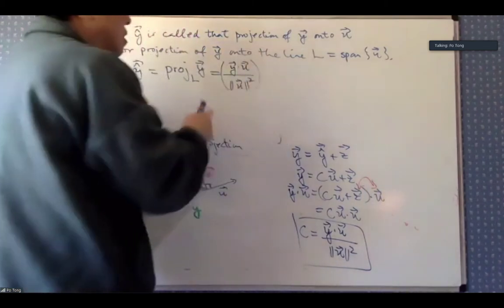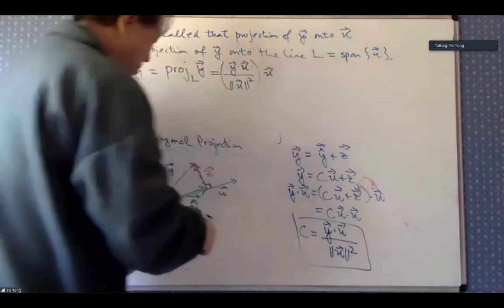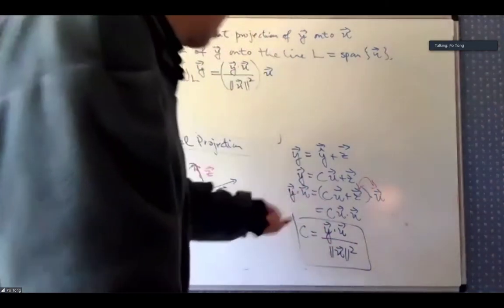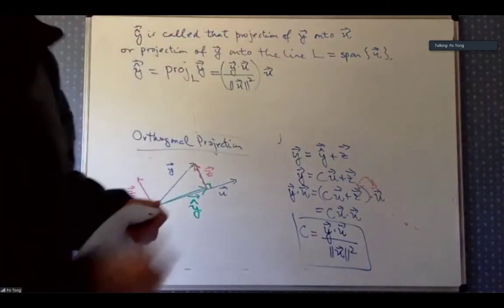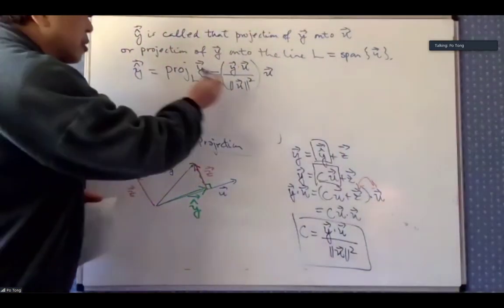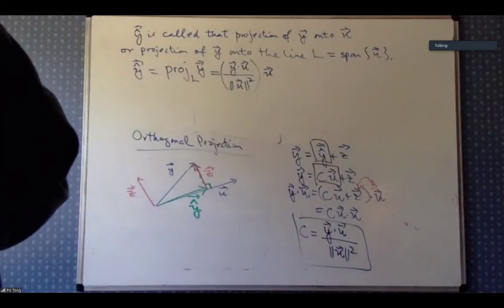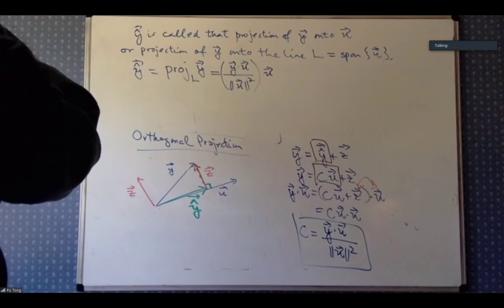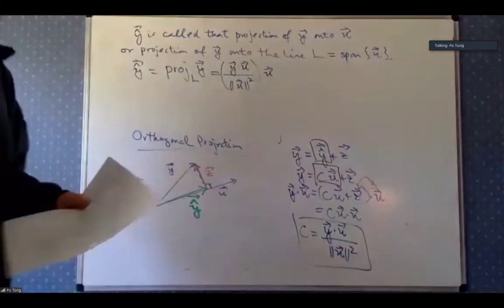This is a scalar. The scalar times the original vector u will give you this y hat. So this is the formula for the projection. Is it okay? Yes. Okay, so we do an example on this.